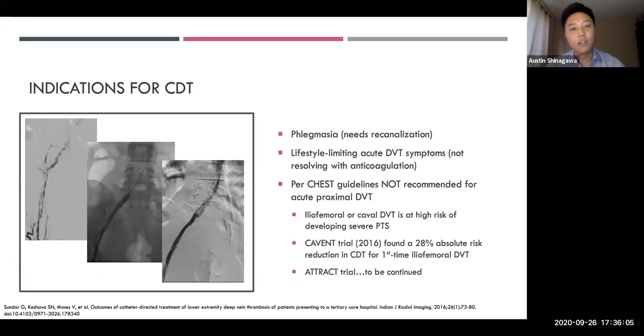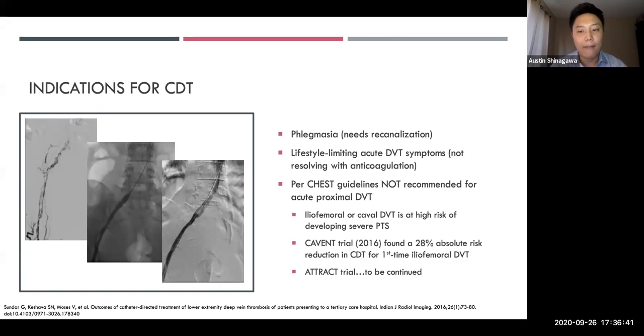So what are the indications for CDT then? Phlegmasia, where the patient needs acute recanalization. As we said earlier, anticoagulants prevent clot extension, but they don't open up the vein. In phlegmasia, you need to open up the vein immediately. Also, if they have lifestyle-limiting acute DVT symptoms that aren't resolving with anticoagulation alone. However, per the CHEST guidelines, they don't recommend doing CDT for acute proximal DVT without the above indications.